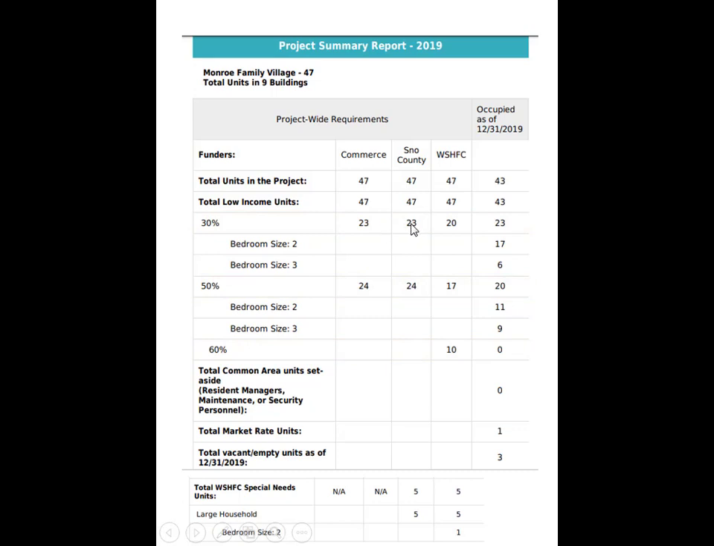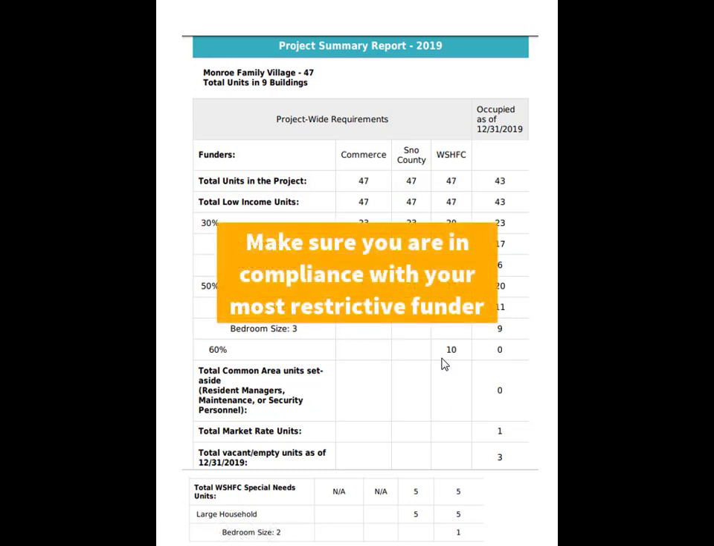Commerce and Snohomish County are looking for the same things. They're looking for 23 units at 30%, don't care about the bedroom breakdown, and they're looking for 24 units at 50%, and again, they don't care about the bedroom breakdown. That varies slightly from what the commission is looking for. They're only requiring 20 units at 30%, 17 at 50%, and they allow for 10 units at 60. Of course, when you're doing compliance, you always have to make sure that you are in compliance with your most restrictive funder.